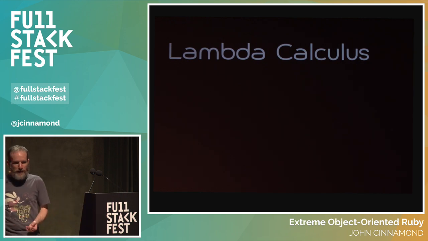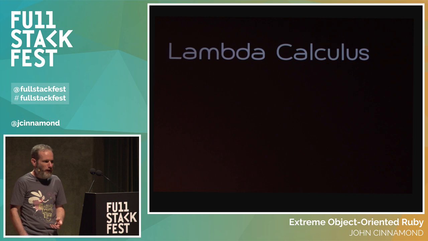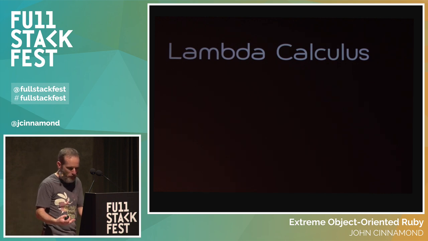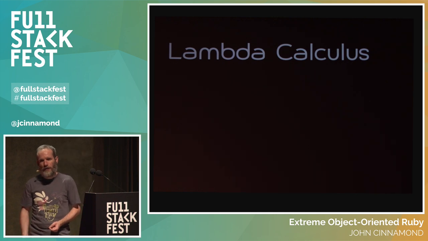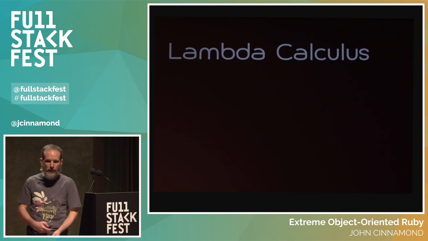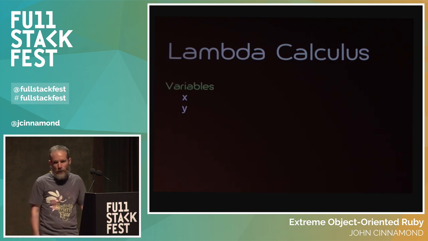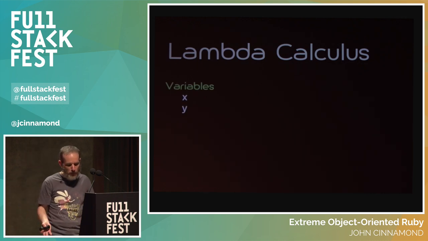Now, lambda calculus is one of these things that a lot of people find kind of scary. They think, oh, it's fundamental computer science. It's not for me. It's too hard. And actually, lambda calculus is one of the simplest things you'll ever come across. There are only three parts to lambda calculus, three types of things you can have. So you can have variables, things like x and y. They don't have to be single letters. They can be longer than this.